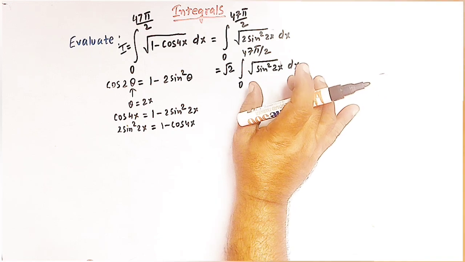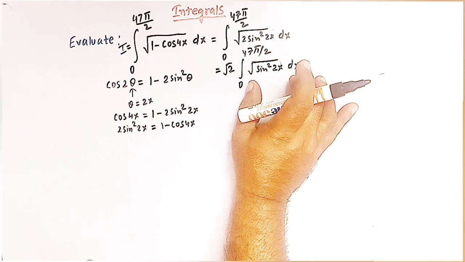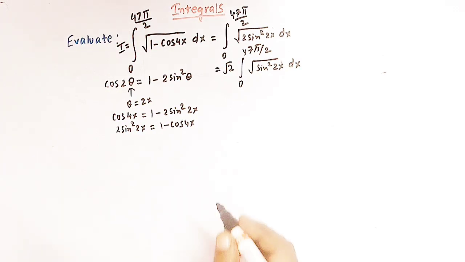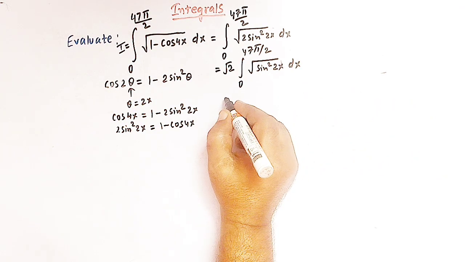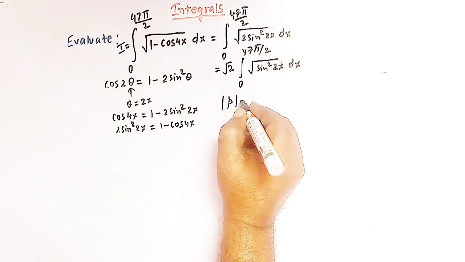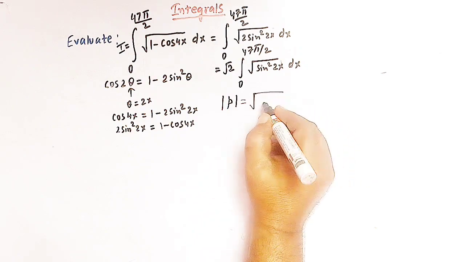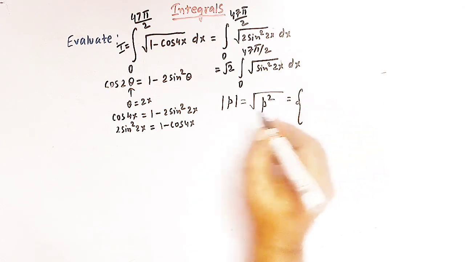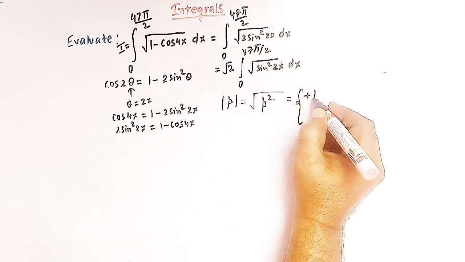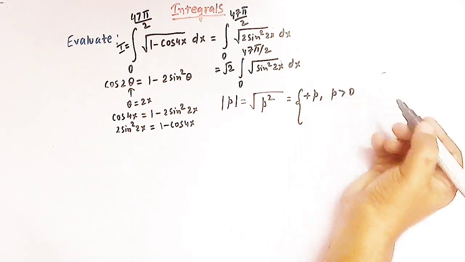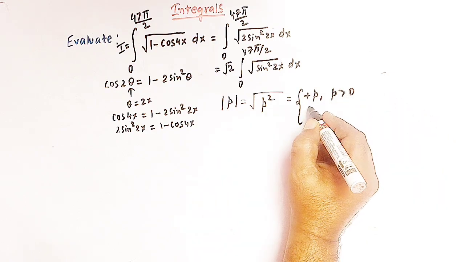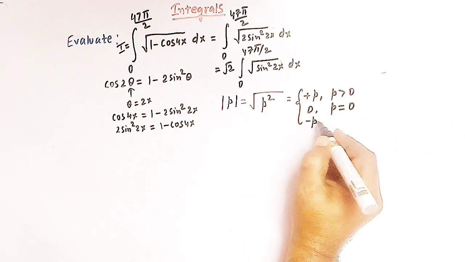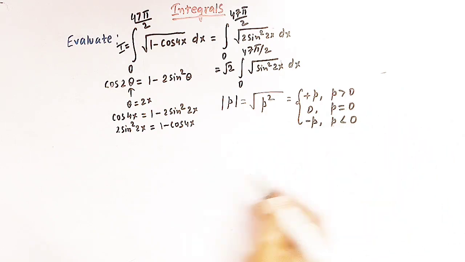Okay, so now let us make use of the definition of the absolute value function. The absolute value function is defined like this: mod of p is equal to the square root of p square. Further, we write mod of p is equal to p whenever p is greater than 0, mod of p is equal to 0 whenever p is equal to 0, and mod of p is negative p when p is less than 0.